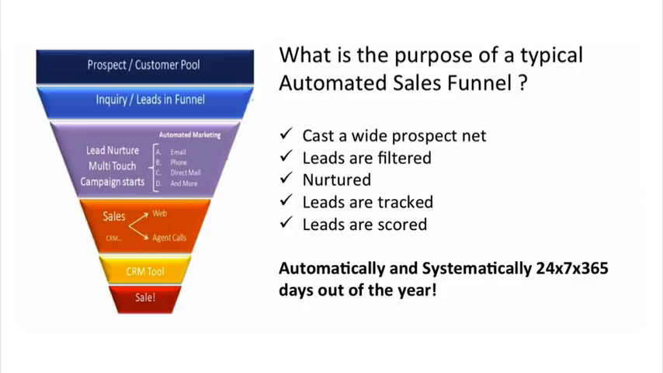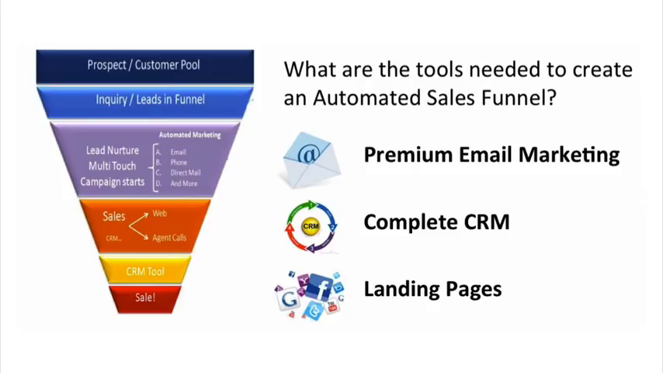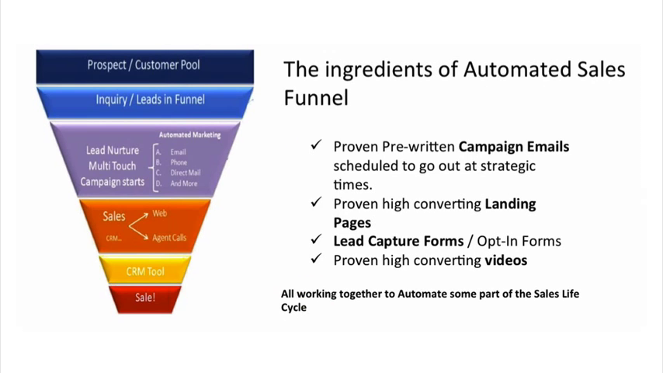And so, what you need in order to put these automated sales funnels in action and get them up and running is you need some tools to get that done. You're going to need a premium email marketing system. You're going to need a CRM system. A CRM system is basically a database that houses all of your leads, and then having tools like landing pages for making offers. You also need the system to be able to track exactly where those leads have gone, score them, weight them. And all of this is working together to automate some part of the sales life cycle.